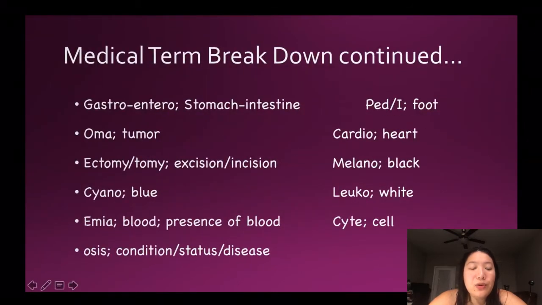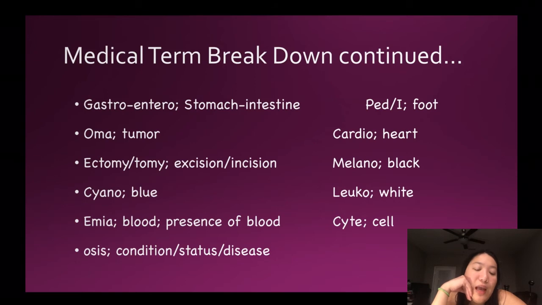And then there are also other words to know as well, and this will give you a good overview. Gastroentero means stomach and intestines. Oma is tumor. Ectomy and tomy mean excision and incision. So the ec of ectomy is the ex of excision.